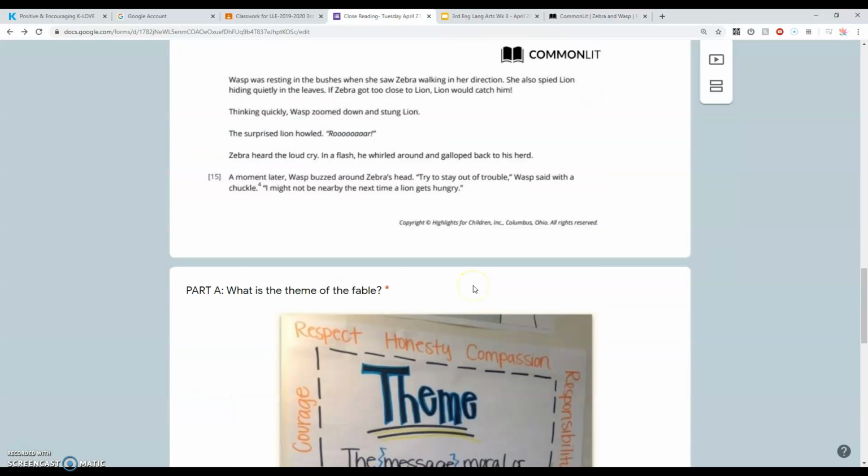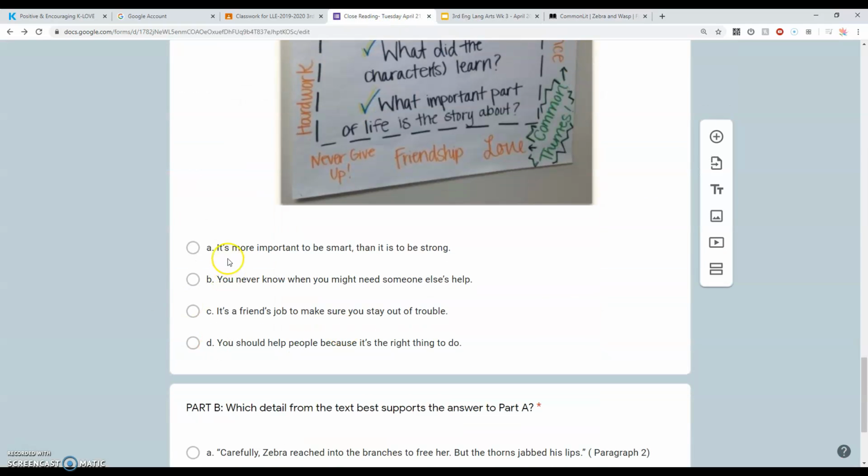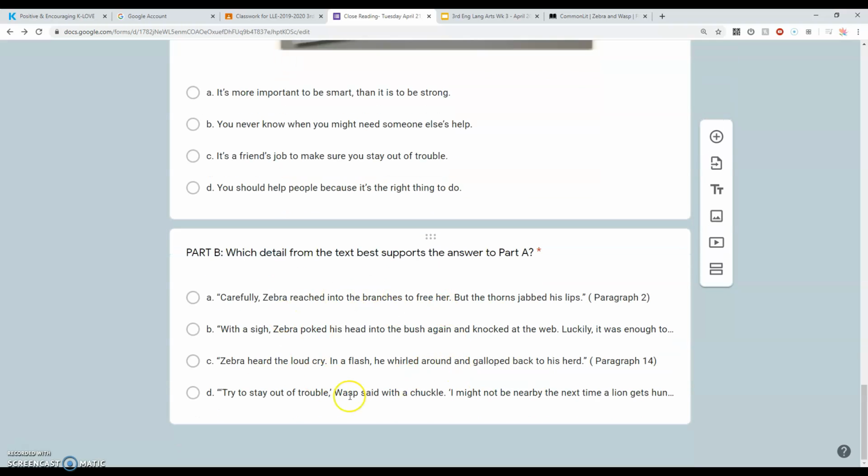So I want you guys to answer these questions carefully. Read each one carefully because they're each worth 50 points. Part B is your evidence to support your theme that you chose up here. So Part A and Part B have to do with one another.